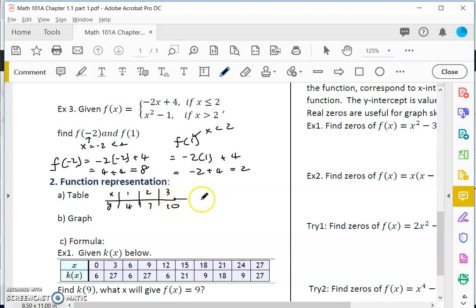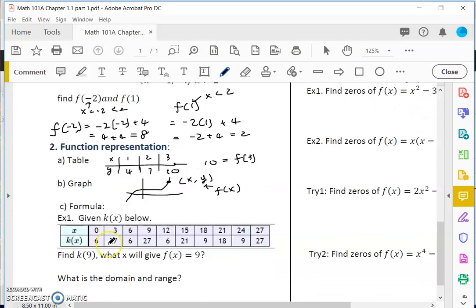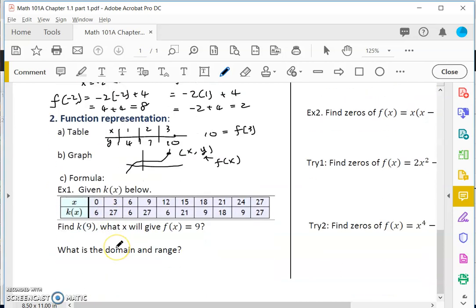So these are f of 3. So 10 is equal to f of 3. And if I have a graph, every point would have an x and y. The y is f of x. F of x is the y value, and each point on the graph would represent the function value. And if it's a formula, we would just plug into the formula, right? Plug in the x value to the formula and calculate it.